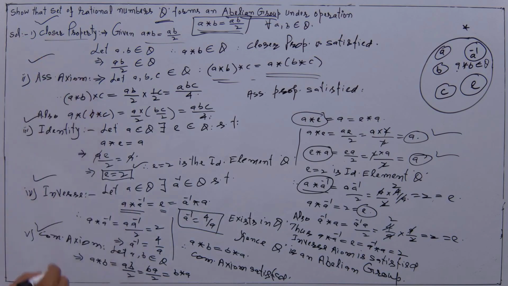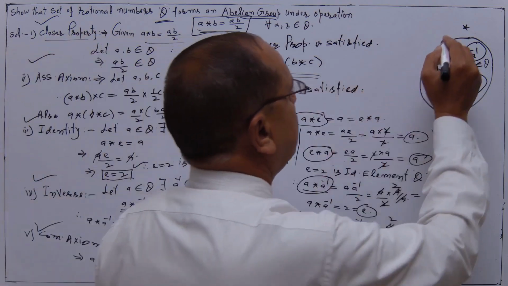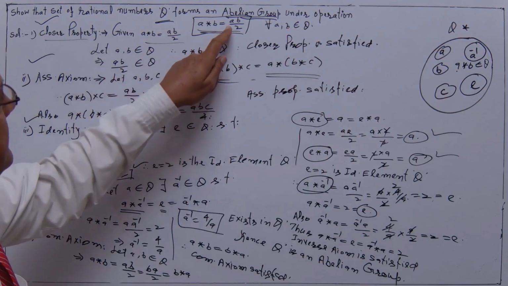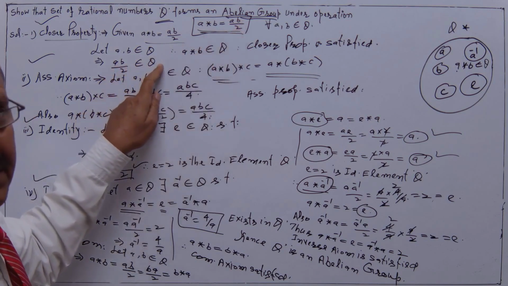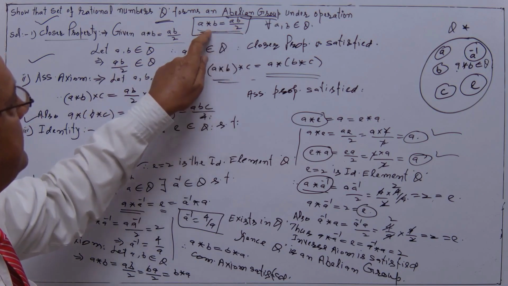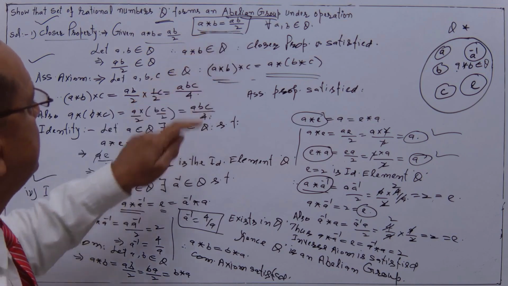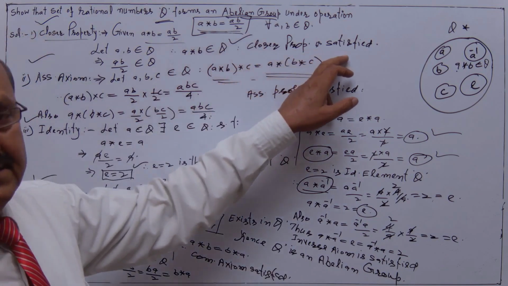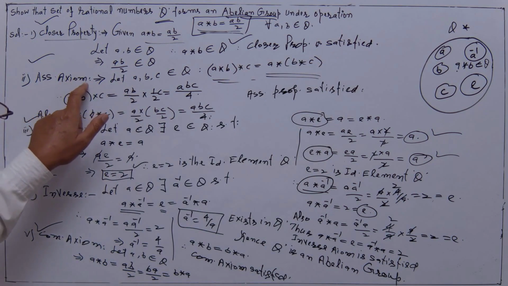First of all, the closure property. Let a, b belong to this set Q. Then the right side of this equation, ab upon 2, also belongs to Q. When the right side belongs to Q, it means the left side also belongs to Q. It means a star b also belongs to Q. Thus, the closure property is satisfied. Number two, the associative axiom.